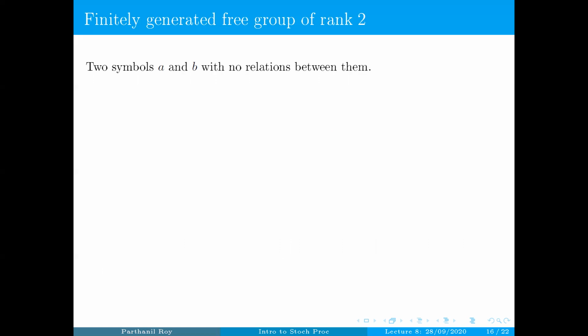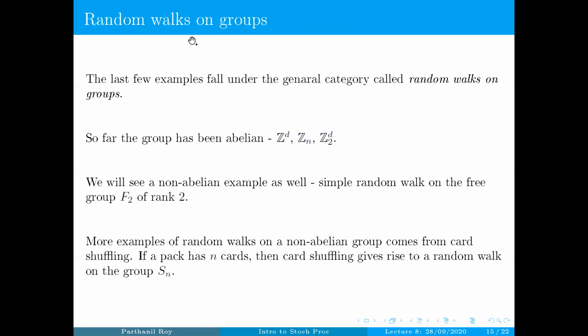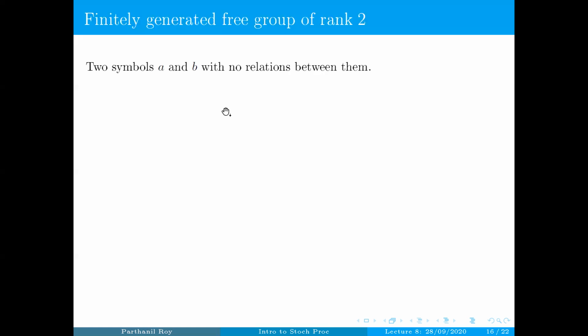So our next example would be simple random walk on a finitely generated free group of rank 2. So this will be the only non-commutative group example that we will see. But before giving this example, I must say that this topic of random walks on groups is a very important topic, not just in probability, it also is very useful in geometric group theory.